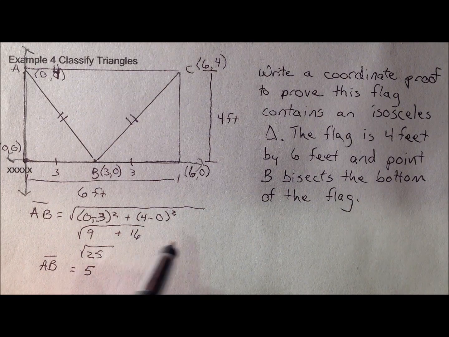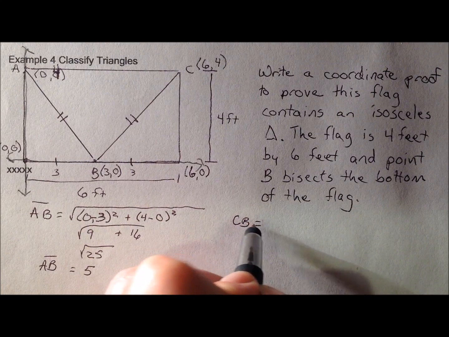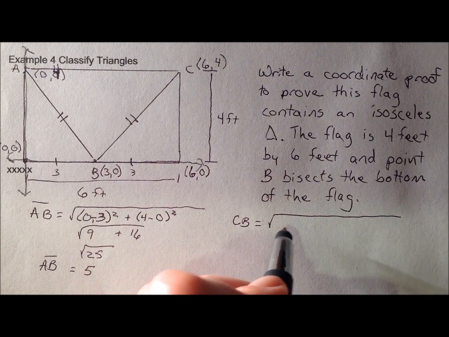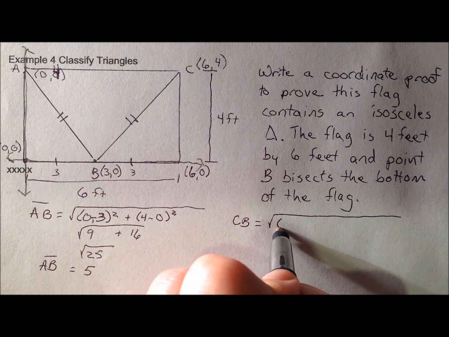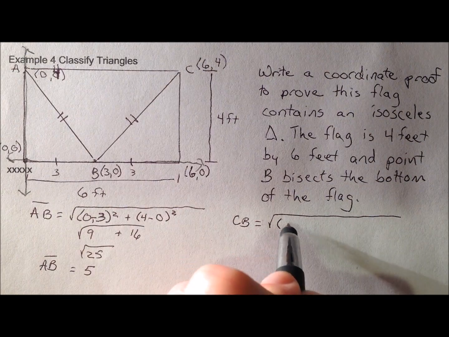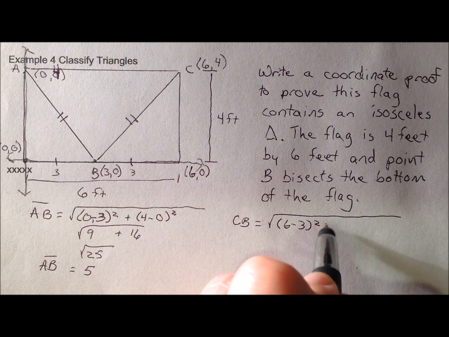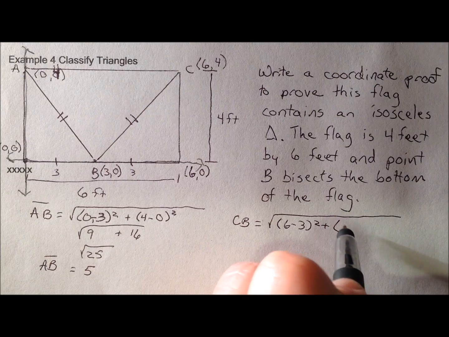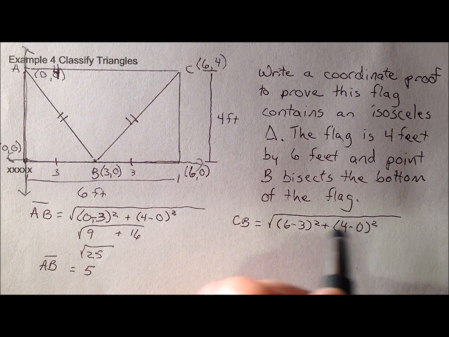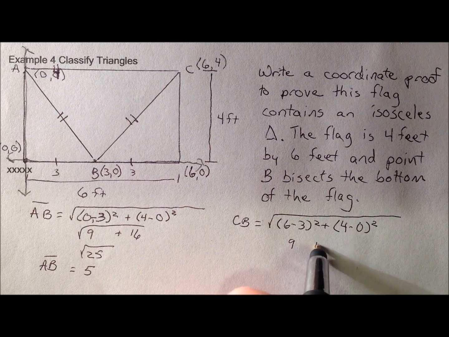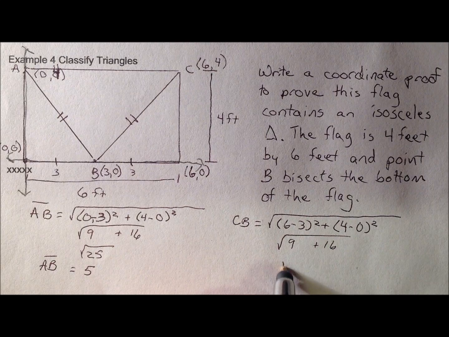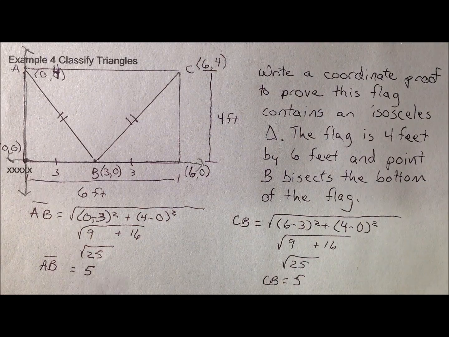Now going and looking at CB. The distance between these 2 points, we could take a look at 6 minus 3, squaring that and adding it to 4 minus 0, and squaring that. So once again, we have 9 plus 16, which would be the square root of 25, which would make CB equal to 5. So yes, those two sides are congruent, and we have an isosceles triangle. Complete Check Your Progress, number 4.